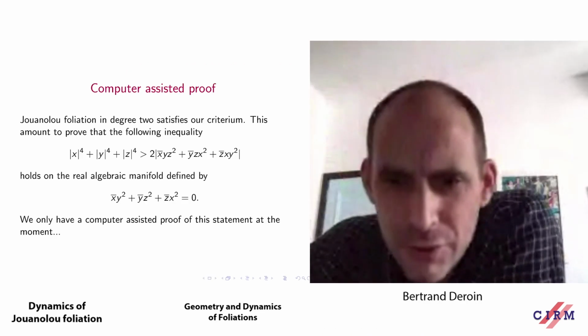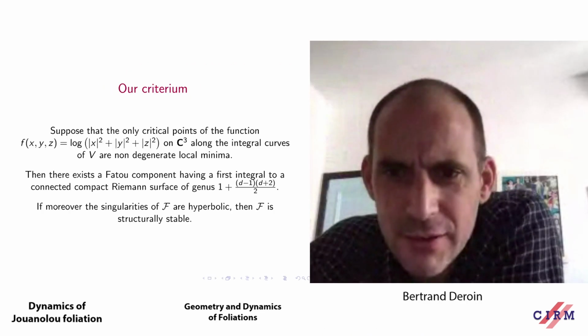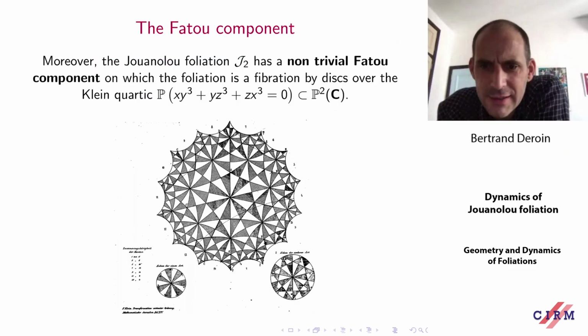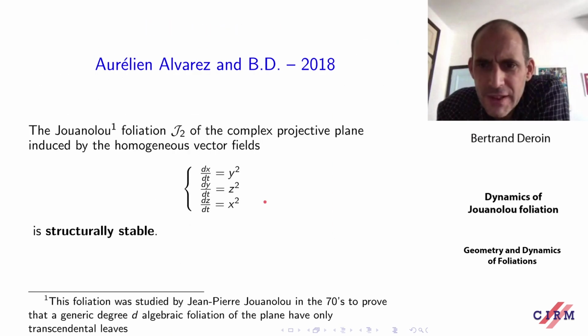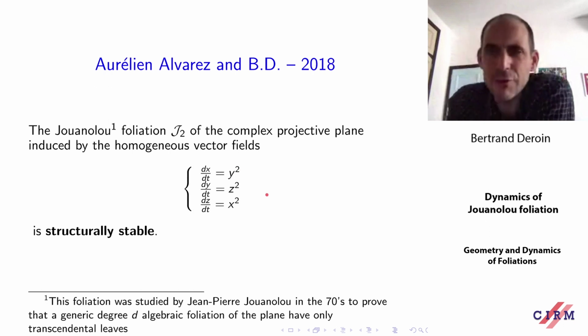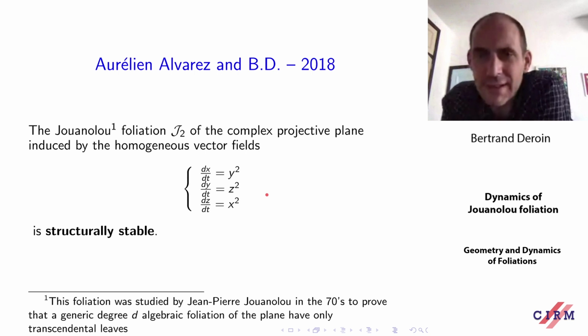So you see this Jouanolou foliation. Let me go back to the slide where it is defined. You can put a power d instead of the power 2. You get what's called the degree d Jouanolou foliation, and we believe that these degree d Jouanolou foliations also satisfy the same kind of results: structural stability, existence of FA2 components, etc.